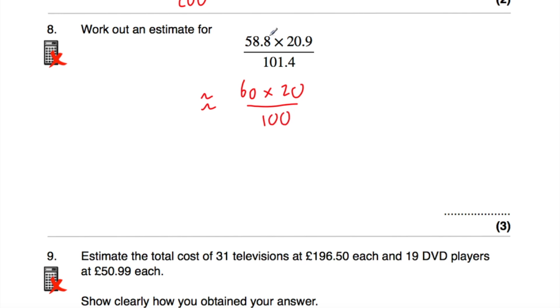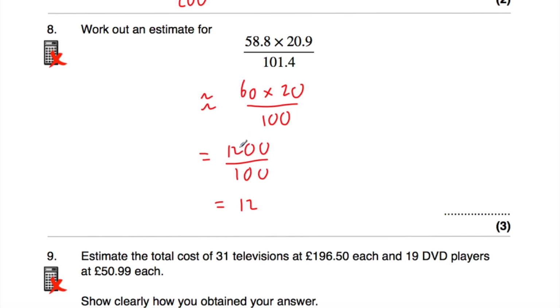So 58.8, we round it, is 60. 20.9, when we round it to one significant figure, that's 20. And 101.4, when we round it to one significant figure, that'll be 100. So we've now got 60 times 20 divided by 100. 6 times 2 is equal to 12, and then we've got 2 more zeros, 0, 0, and then that's divided by 100. So we've got 1,200 divided by 100. So let's divide by 100. Well, 1,200 divided by 100 is equal to 12, because you need to multiply 100 by 12 to get 1,200.